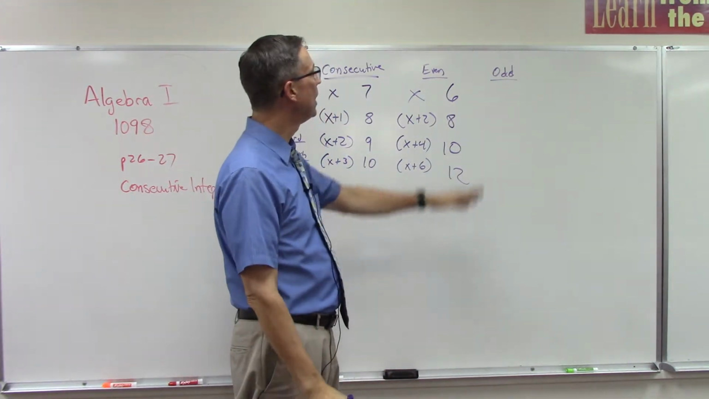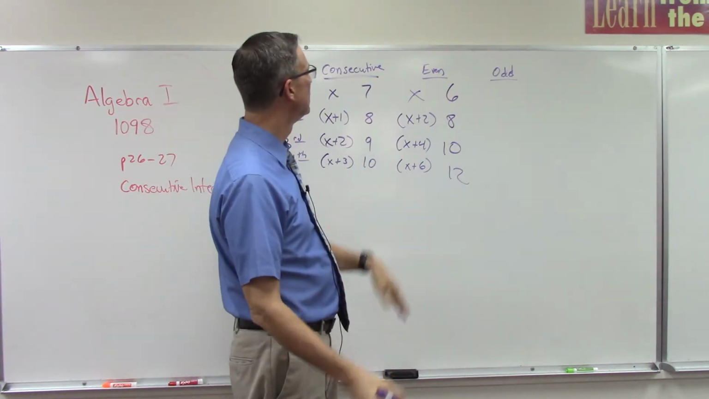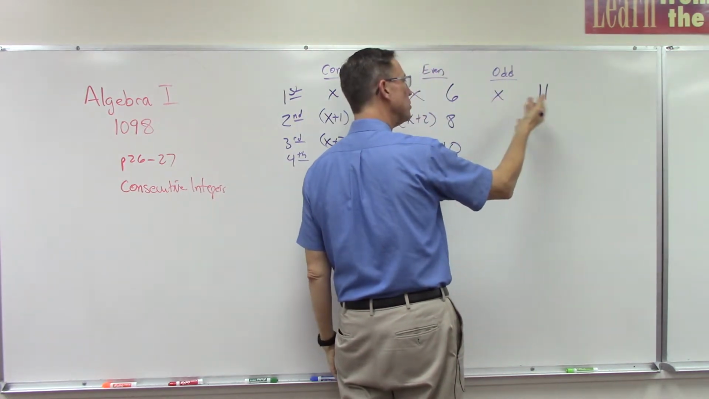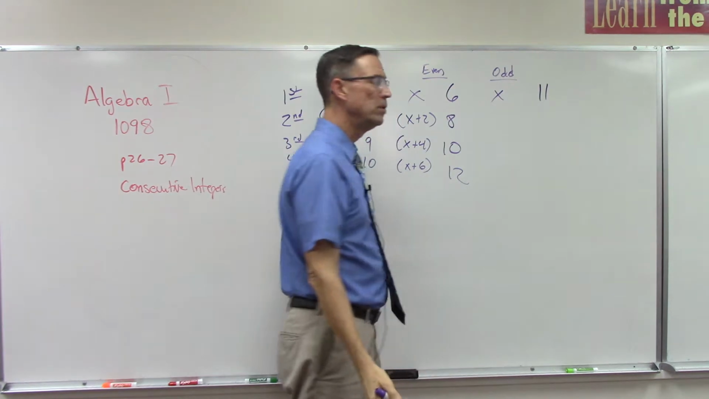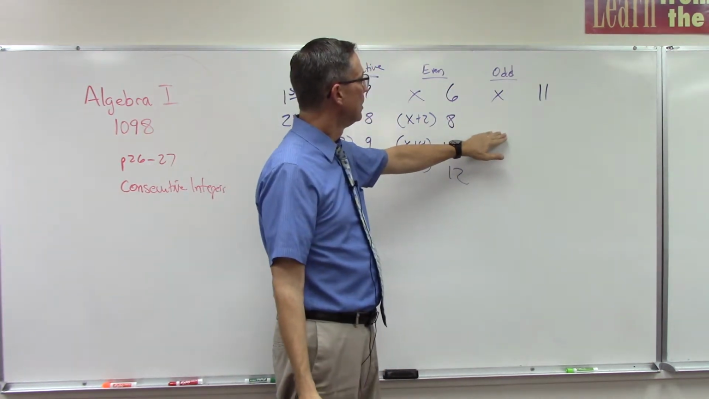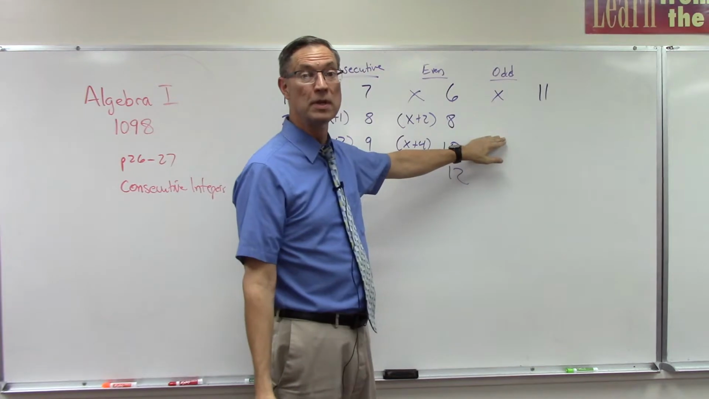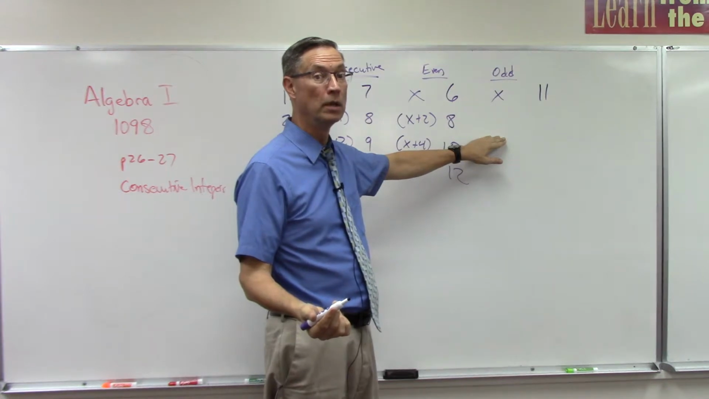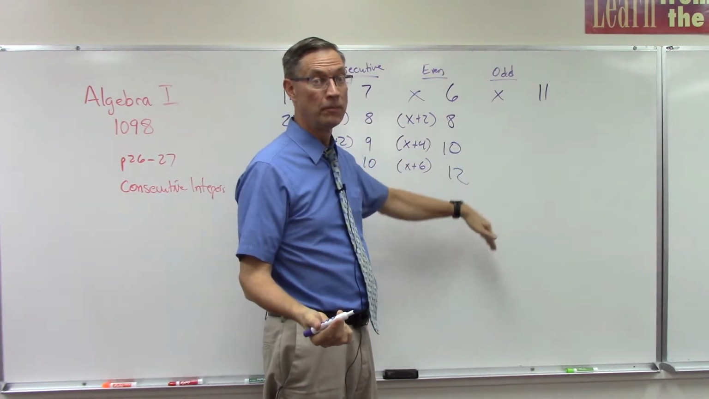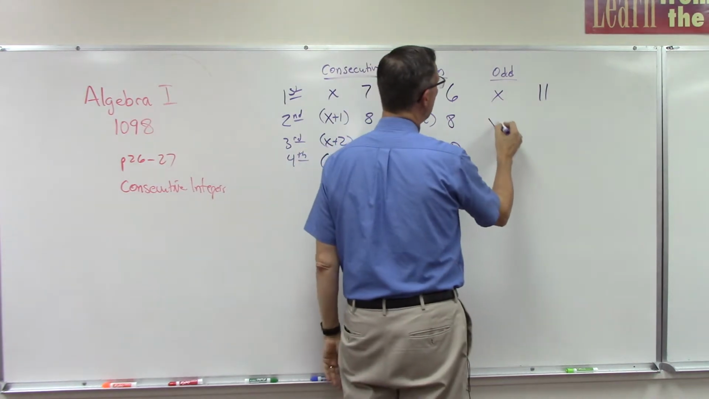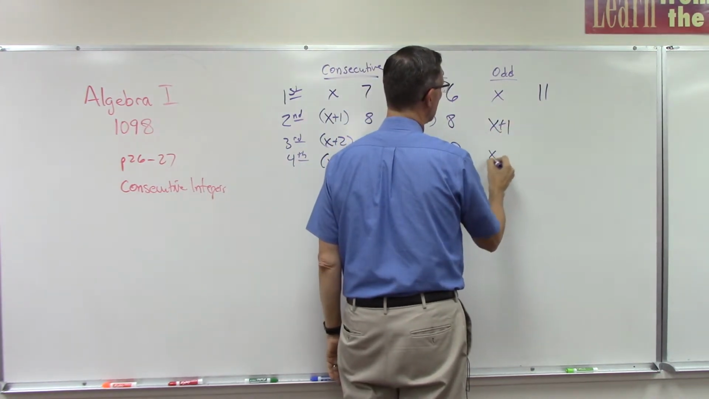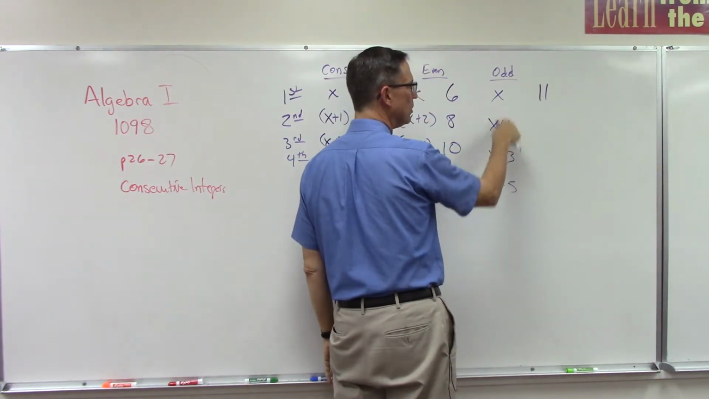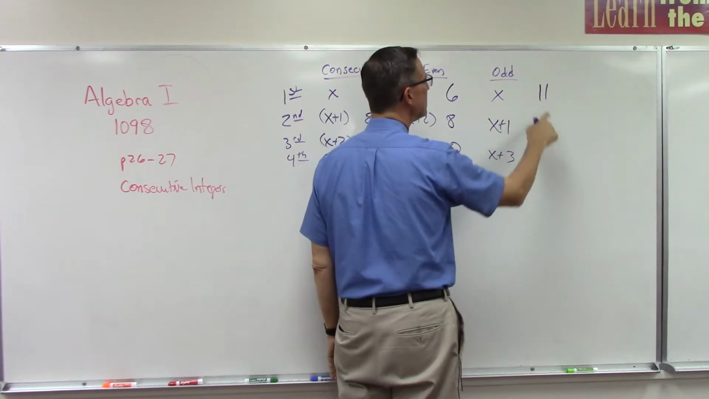All right, now let's do the odd ones. So let's choose an odd number like 11. There's a good odd number. So if we let X be the first one, then what do you think the expression should be for the next consecutive odd integer? Are you thinking X plus 1, X plus 3, X plus 5, is that what you're thinking? That's usually the response that we get, so let's try that. These are odd integers, so you'd think 1, 3, 5. Let's see what happens.